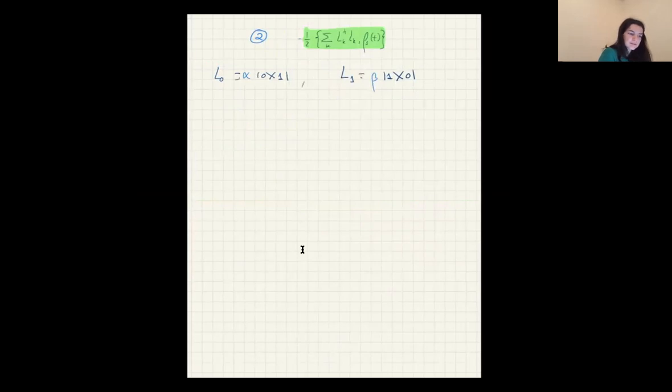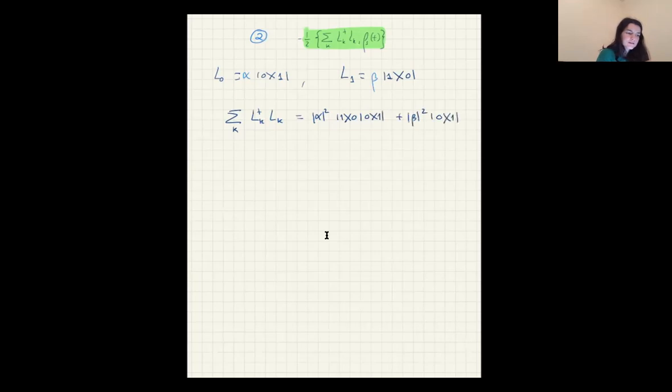Zero, and this is a 1. Okay. So what is the sum over k of L_k dagger L_k? So this is going to be alpha squared times the matrix 1, 0, 0, 1, plus beta squared, and now 0, 1.